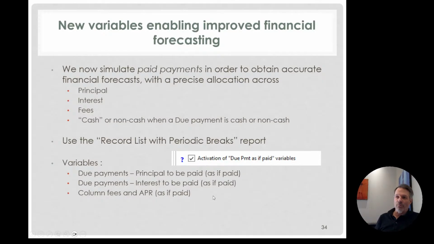Now what we're doing with these new fields called due payments, principal to be paid as if paid, and the column fees, so there are 6 or 8 of these, or 9 or 15, I forget. We simulate the due payment as paid, and it's going to do what it should be. It should be going to cash, non-cash. This much is going to go to interest, this much to principal, this much to fees. So it really distributes as it should be. It's really, really precise, quite a useful thing.